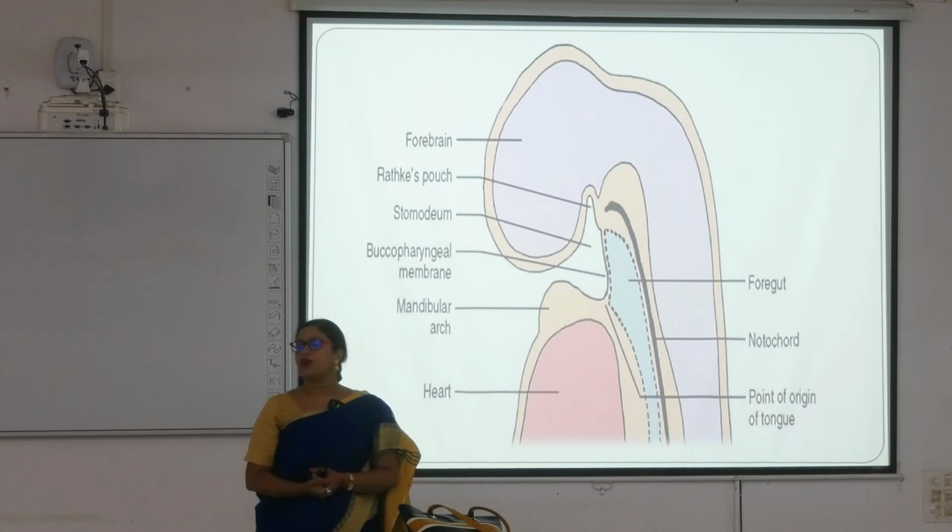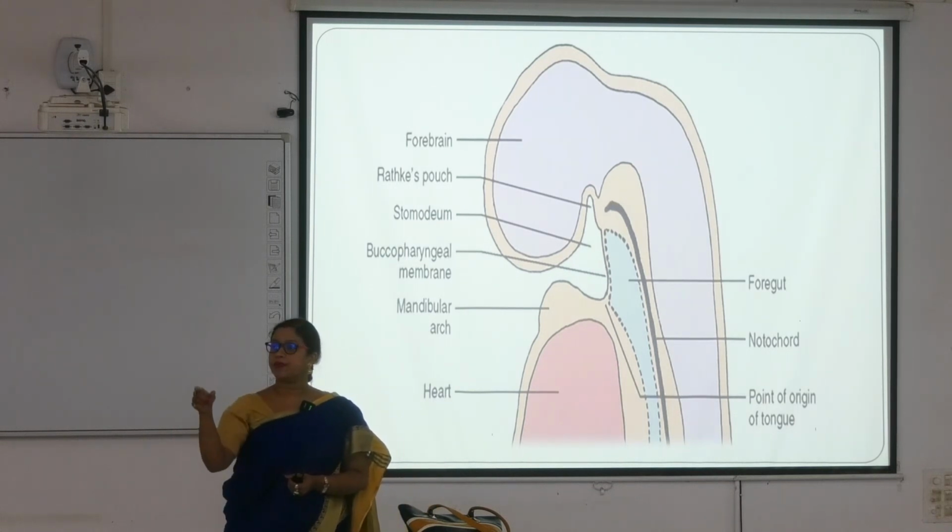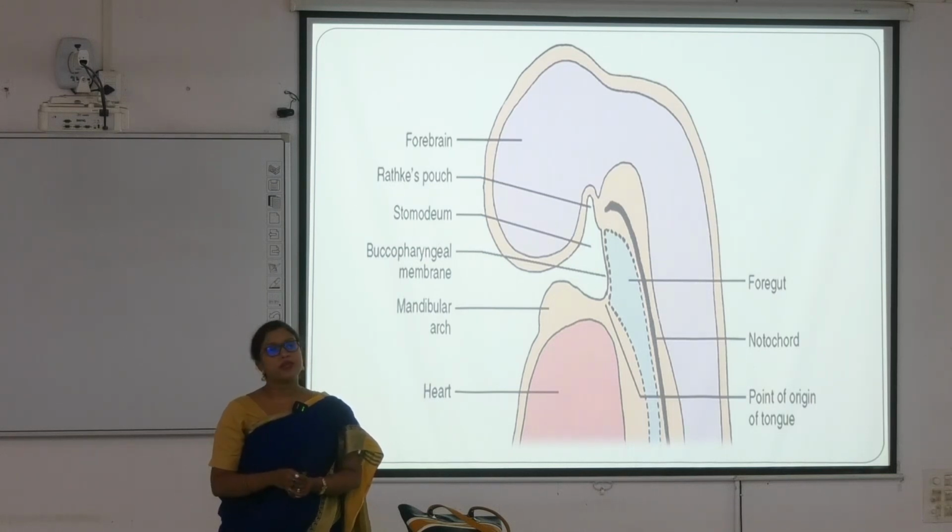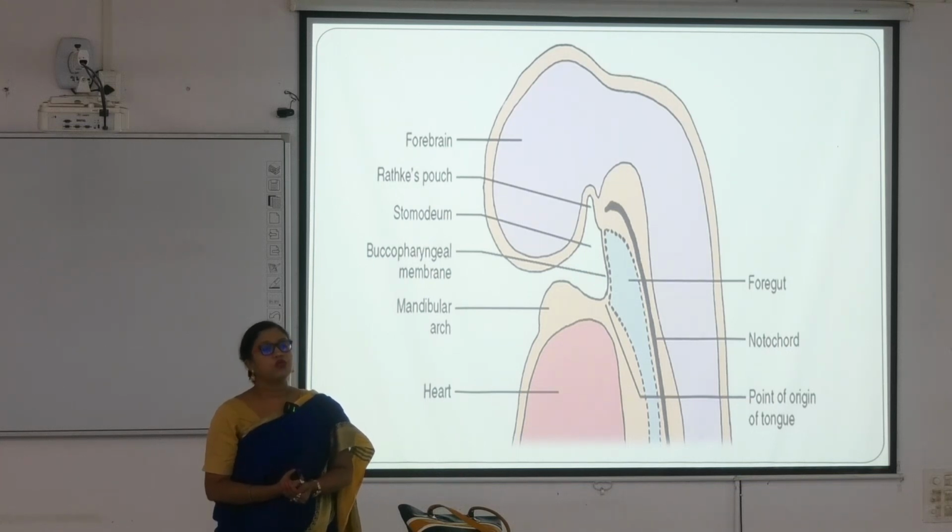Sulcus terminalis. What is the shape of it? It is V shape. At the point of the corner there is formation of the foramen cecum. From there is the development of the thyroglossal duct, which will further develop the thyroid gland.